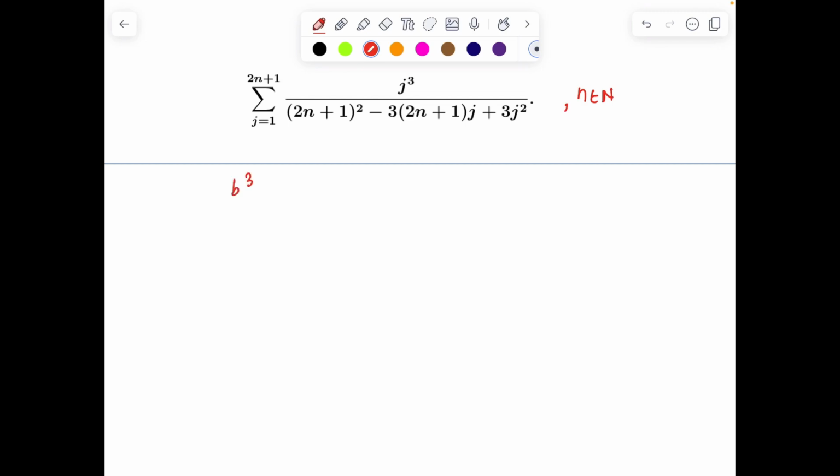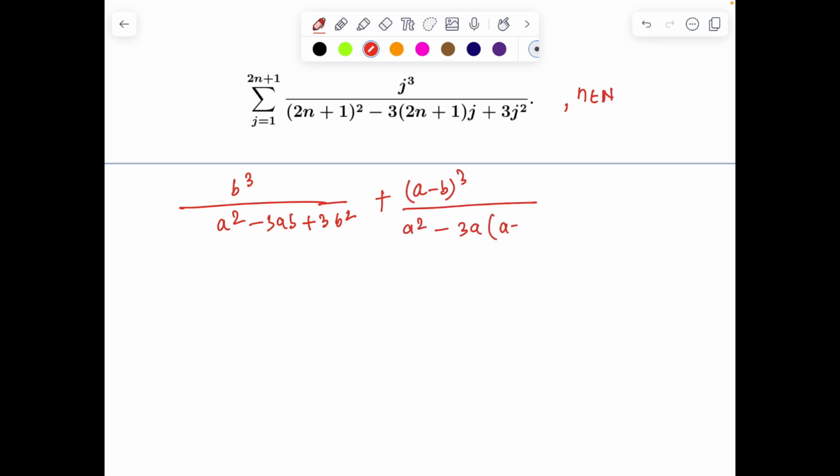So just to simplify this, let's consider an expression b cubed by a squared minus 3ab plus 3b squared, where a and b are distinct real numbers, and let's try to mimic the given sum with (a minus b) whole cubed divided by a squared minus 3a(a minus b) plus 3(a minus b) whole squared.